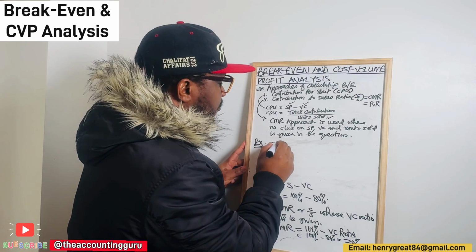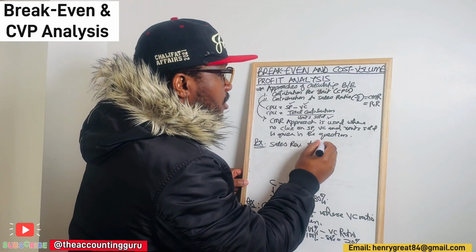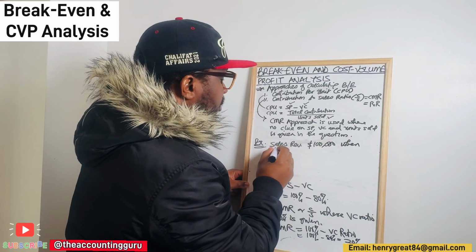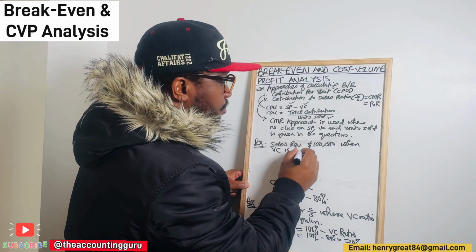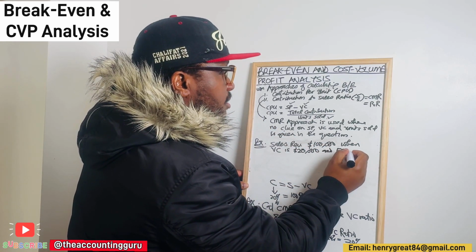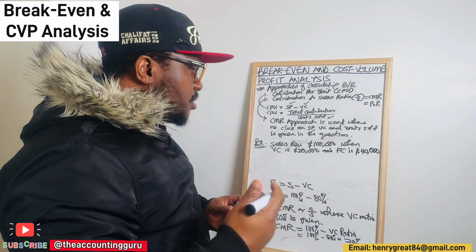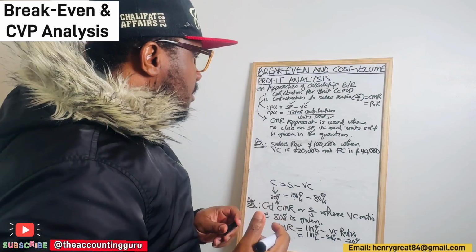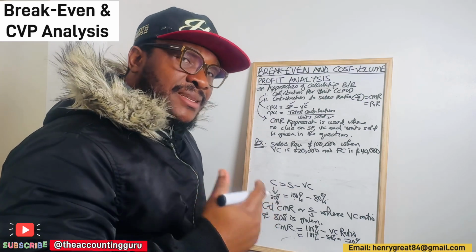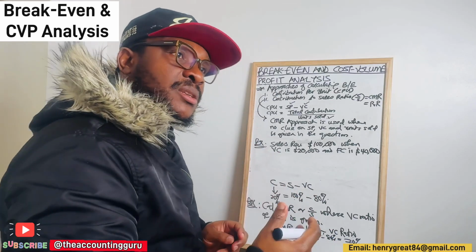Let's take down this example. Let's assume that the sales revenue of a certain business venture is say $100,000 when the variable cost is $20,000, and fixed cost is say $40,000, and the question is asking you to calculate the sales level to achieve a certain predetermined profit.